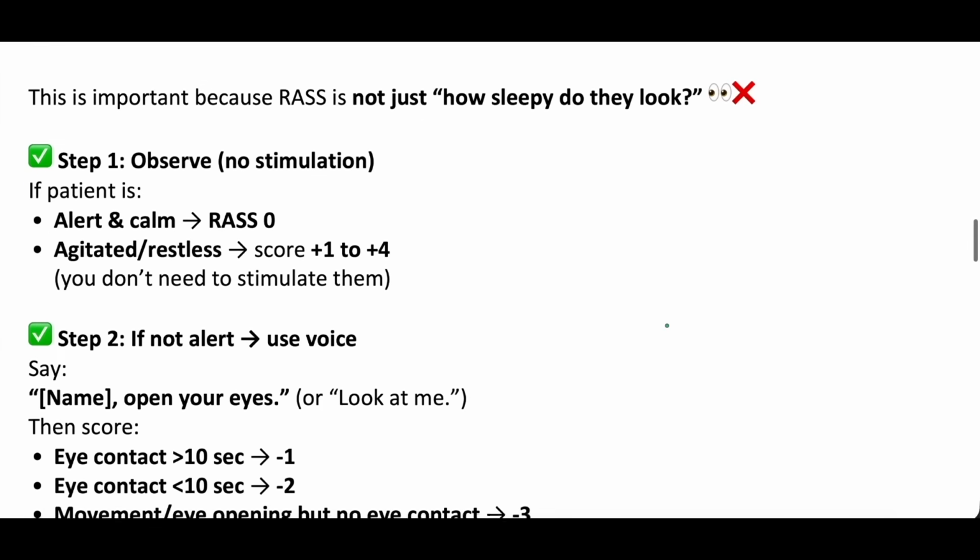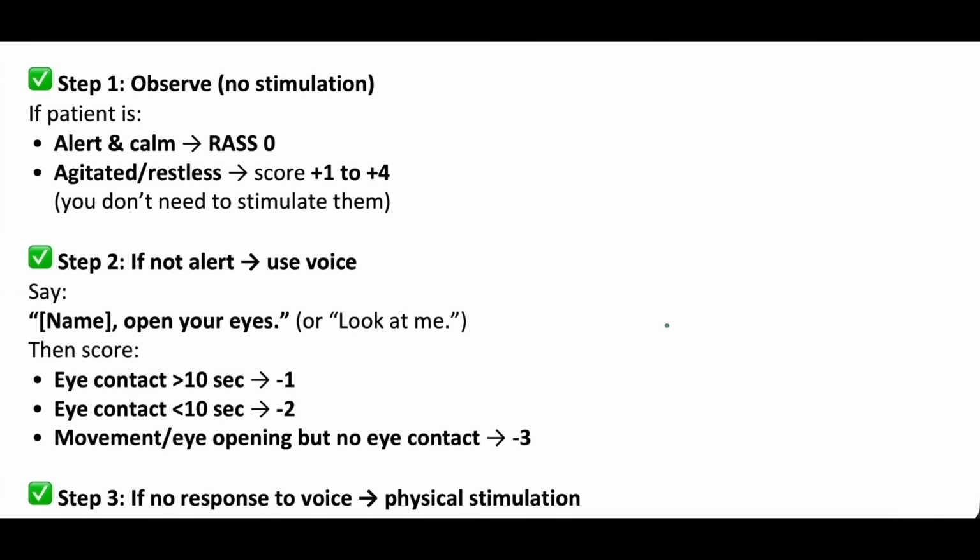So RASS, step 1, when we were reading about what we do in our day-to-day, would be just starting with step 1: observe the patient. Don't stimulate them, just observe them. Are they awake and are they calm, looking around? Well, that right there is a RASS of 0.